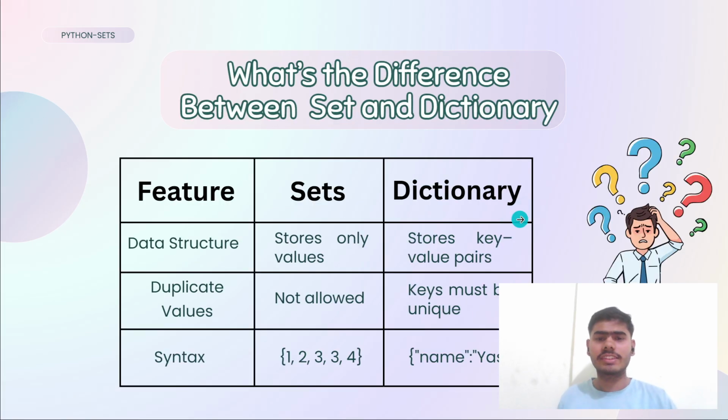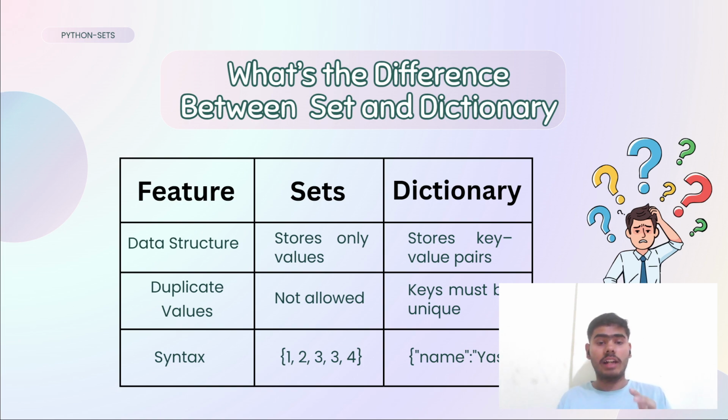What's the difference between a set and a dictionary? Let's see first about data structure. In sets, it stores only values. We have just seen the example. In a dictionary, it stores in the form of key and value pair. So it stores key and value as a pair. But in our sets, we only use values.